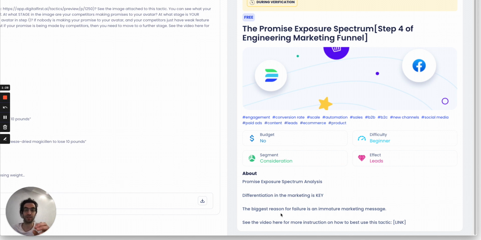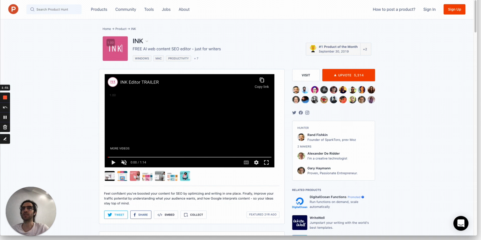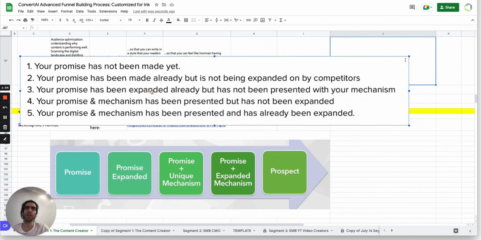The biggest reason for failure in a marketing funnel campaign is an immature marketing message. I bet you have never heard that, and 80% of you are in marketing. This is a tragedy. So I hope this can make you fix it today because we need to make better marketing out there for people. So here's a very simple example, and this is in the tactic as well.